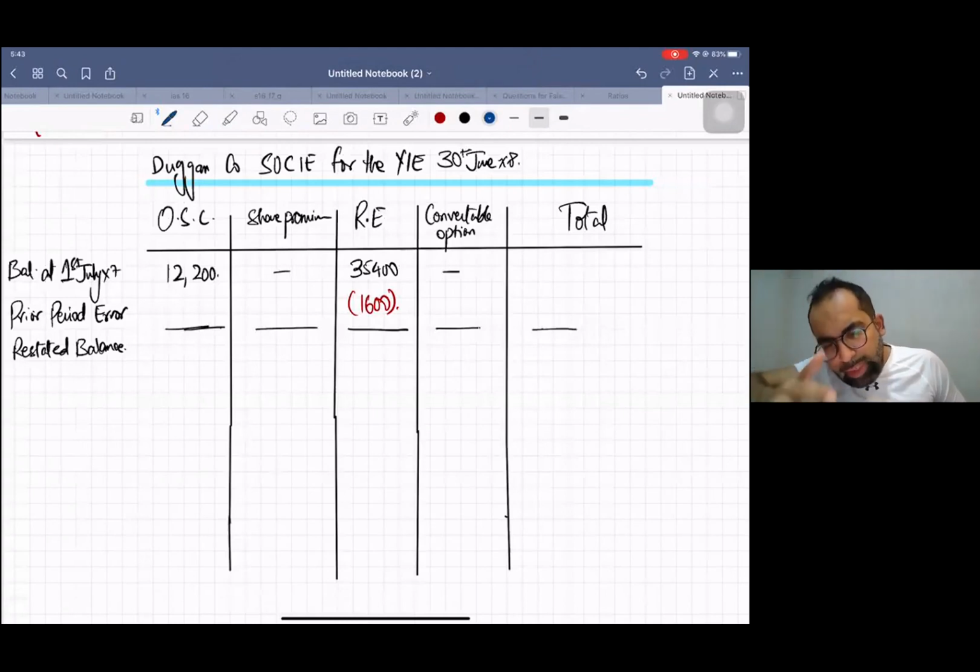Share capital, share premium, revaluation reserve, or you have convertible loan note equity option, and then retained earnings and total. These are the columns. And simply just do one thing: copy paste opening balances from the trial balance. So in the question, opening share capital is given. There is no opening balance of share premium. Yes, there is a balance of retained earnings. No opening balance of convertible loan note. So let's make the proper total column in this way.